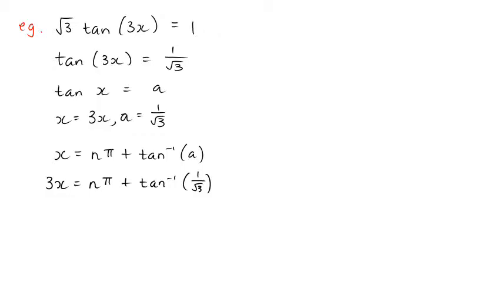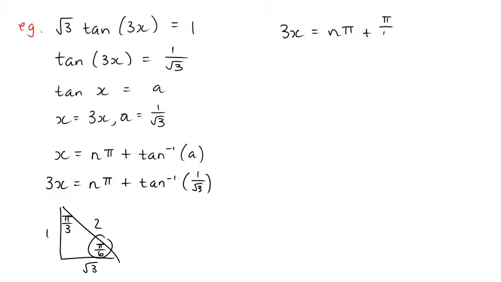So what angle gives us 1 on root 3 when it's opposite over adjacent? Let's have a look. Pi on 3, pi on 6, root 3 is opposite the 3, 1 and 2. Opposite over adjacent. Pi on 6. Very good. So 3x equals n pi plus pi on 6.